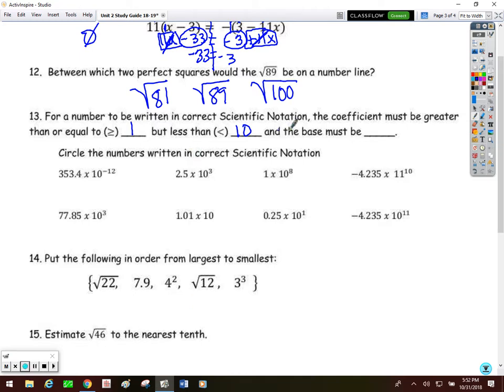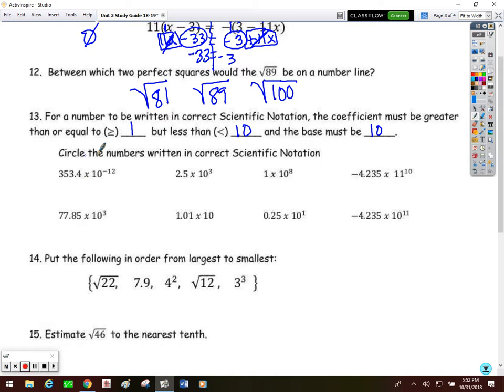Okay, now the base is critical here. It must be 10 at all times. So if it's not 10, it's not going to be correct. But remember, I gave you a shortcut with this one to make sure you never miss it. Whenever you have your decimal, always look at how many numbers are to the left of the decimal. There can only be one number to the left of the decimal for it to be in correct scientific notation. So one non-zero number, okay?